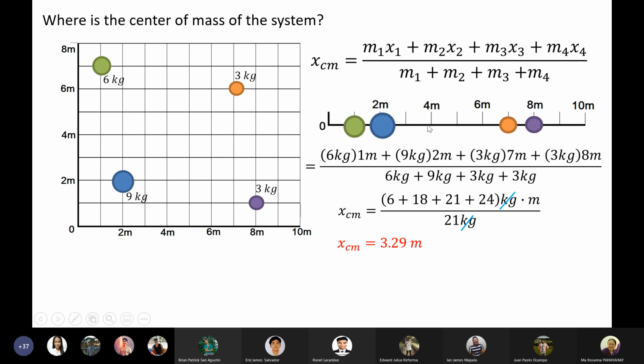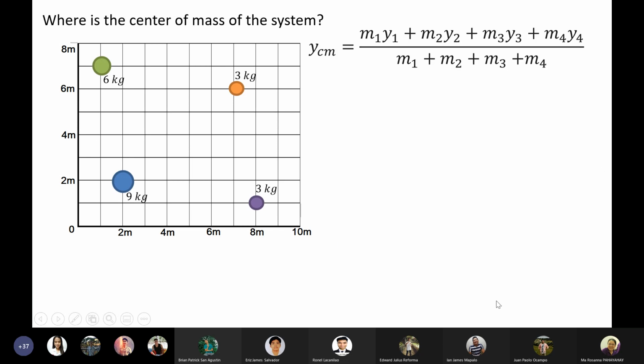Okay? Pero hindi pa dyan nagtatapos ang ating problem because we have to also determine the center of mass along Y. Now, this is the formula for along Y. Same. Inad natin yung M3 and M4. So, it will be just like this. So, as if itong mga masses na to minove natin along Y.